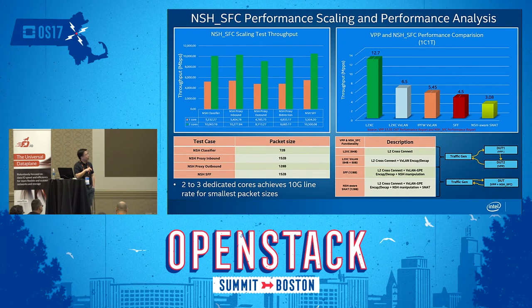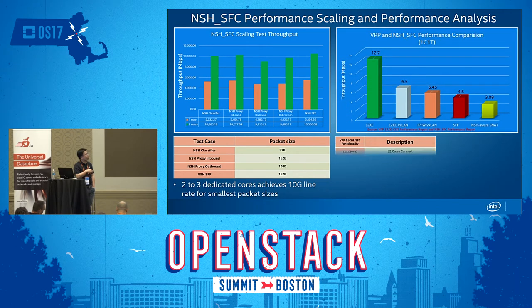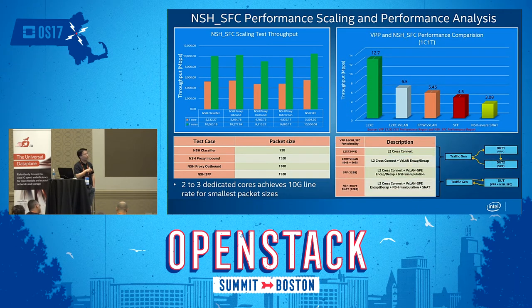And for the service function forwarder, instead of only doing VXLAN GPE encapsulation, it also needs to do NSH manipulation. Specifically, you need to look up the NSH map and NSH entry table in the NSH SFC plugin to determine what the next hop will be. So that also introduced overhead. As you can see, performance drops from 5.5 to 4.5.